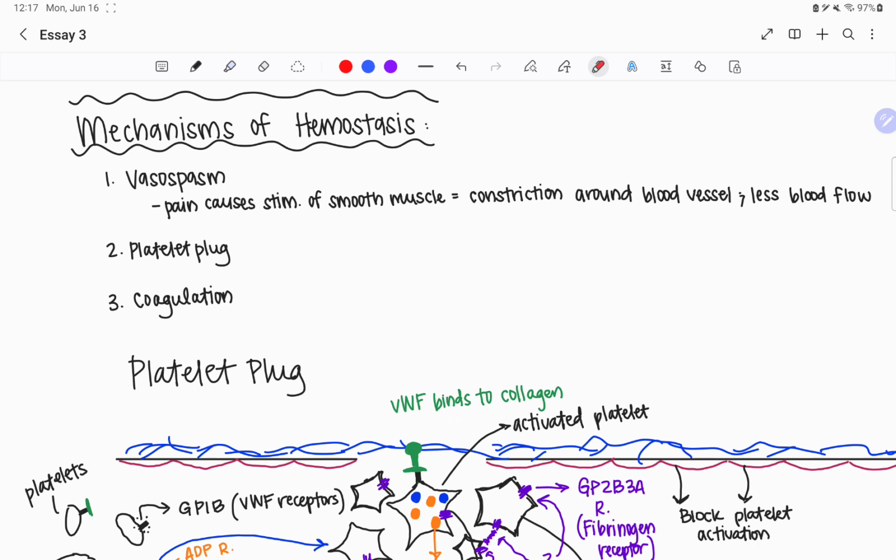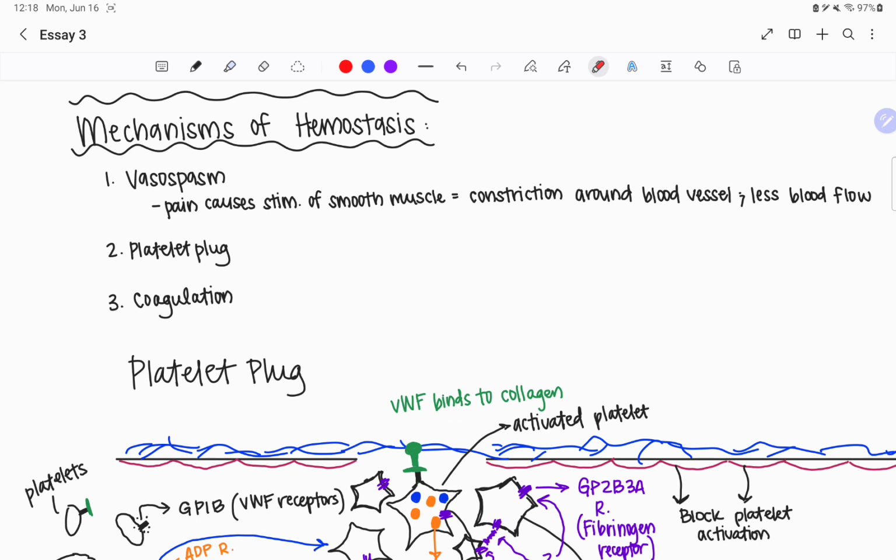Now, this is only a temporary change. It's not a long-standing change until the problem is fixed. It's only a temporary fix here. What is really important is the platelet plug and coagulation. These two things are what are going to help us stop the bleeding long term.